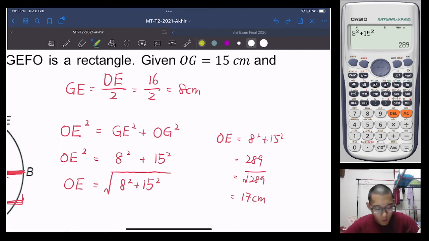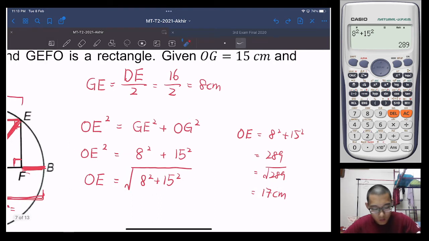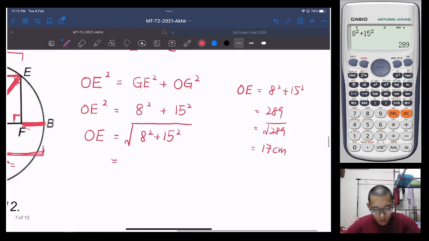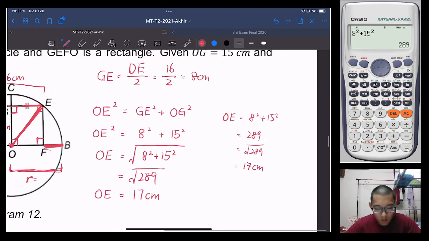So we have OE. After we take the square to the other side, it becomes a square root. So we continue. We have 289. You try to solve this one. Give the solution step by step. No need to jump. So we have 17 cm. So now we have OE is 17 cm.